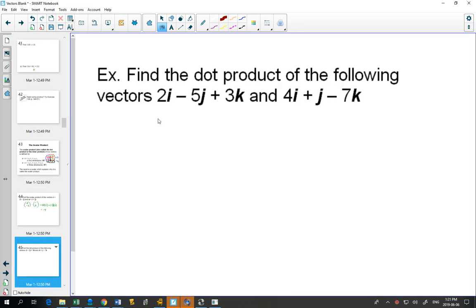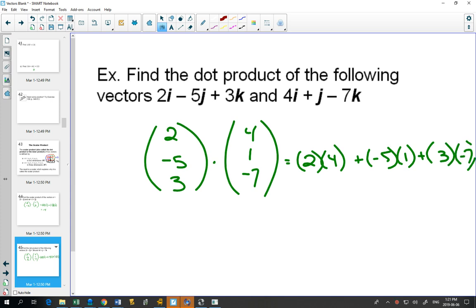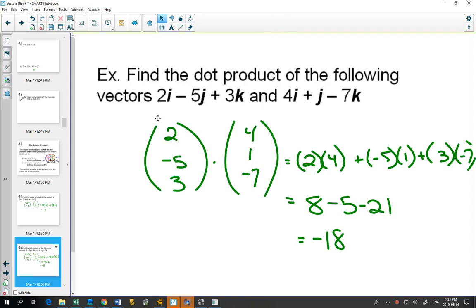In 3 dimensions, again, the idea is the same. So we have (2, -5, 3) dot product with (4, 1, -7). Again, I'll show the work. So it's going to be 2 times 4 plus negative 5 times 1 plus 3 times negative 7. And we'll get 8 minus 5 minus 21, which is negative 18. Pretty straightforward as far as calculating, not very hard at all.